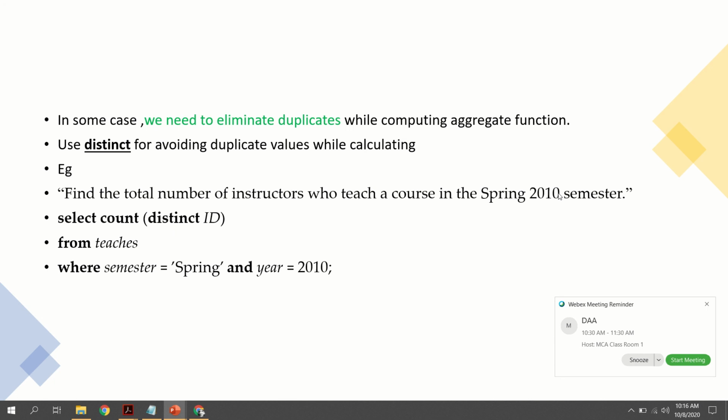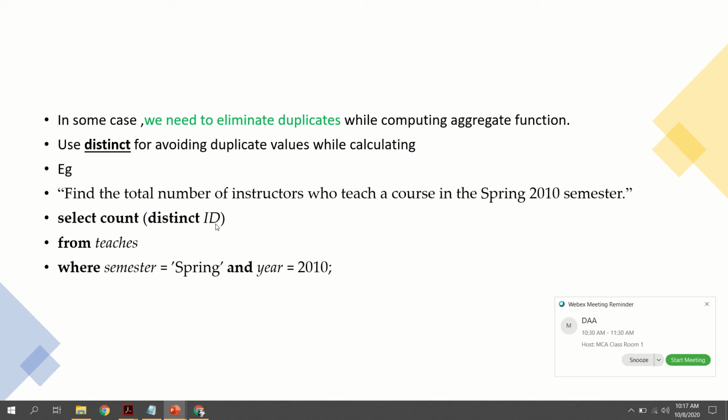If you want to find this, there may be certain instructors who are taking different courses, but we just want to find out the instructors who are teaching the courses. So in that case, we don't want the duplicate. That is, if a person is taking two courses in the same specified year, he will be counted as one person. That means we want to avoid the duplicate. So here we can write how we will write the query. Select count. We just want to count, in brackets.